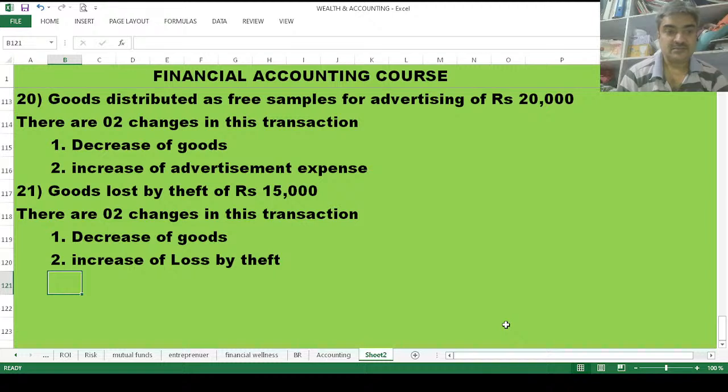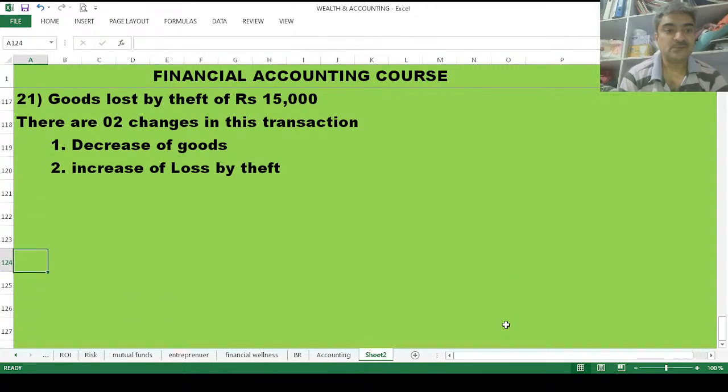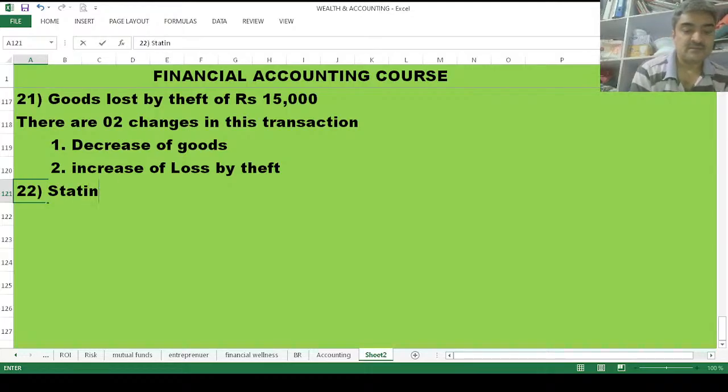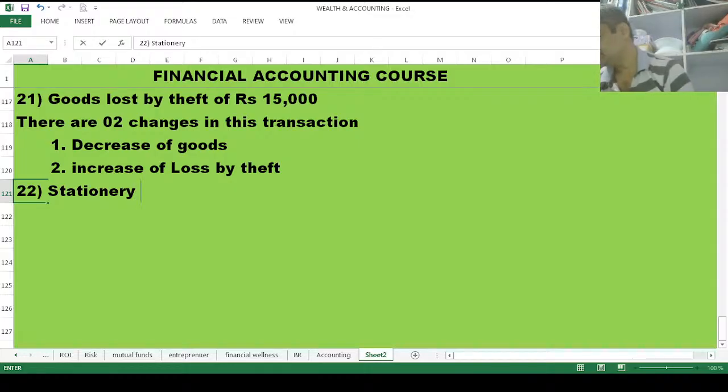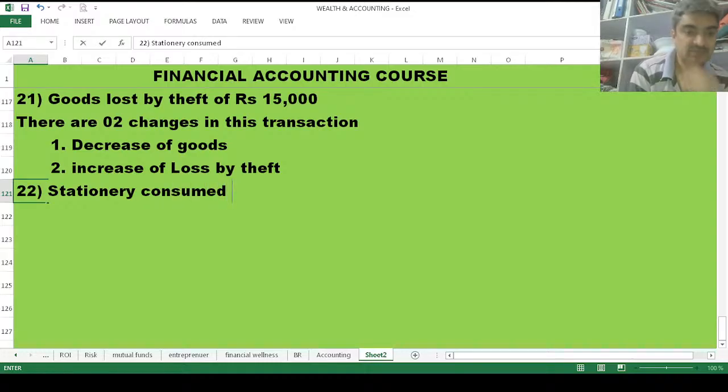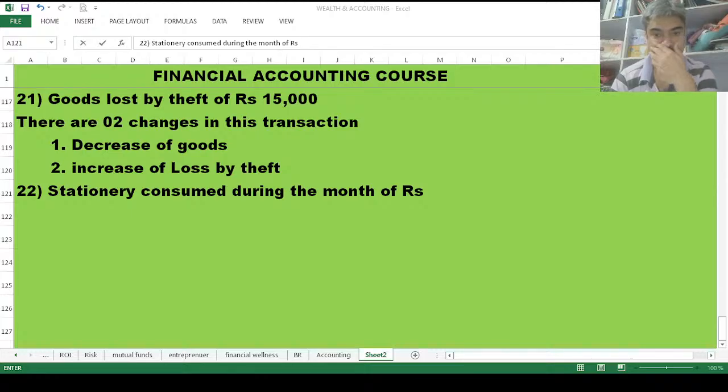The next transaction is transaction number 22, which is stationery consumed during the month of rupees 4,000.